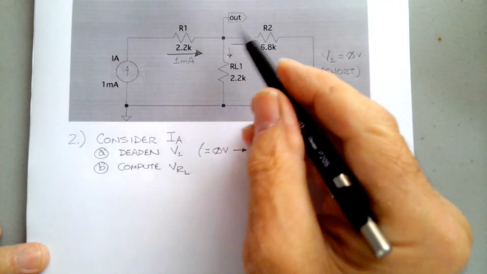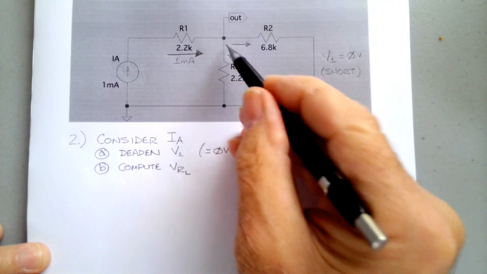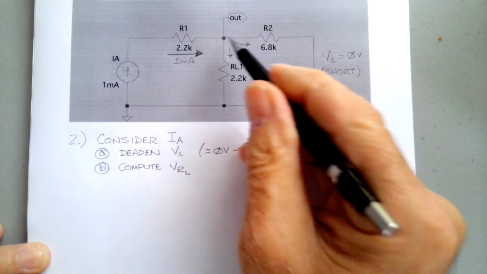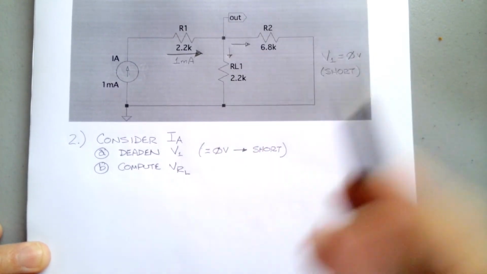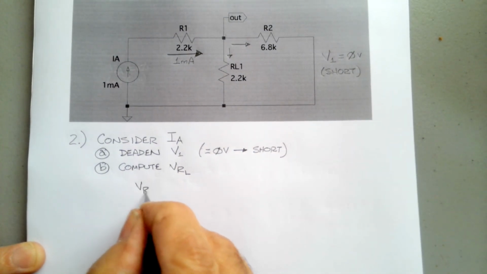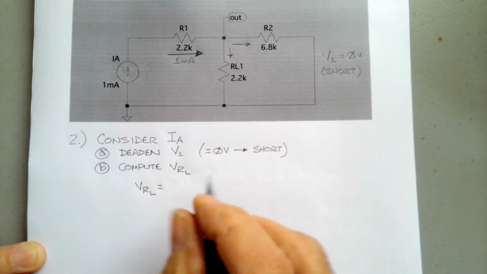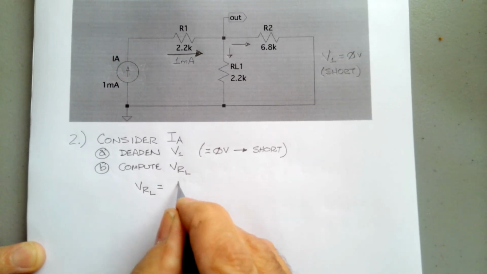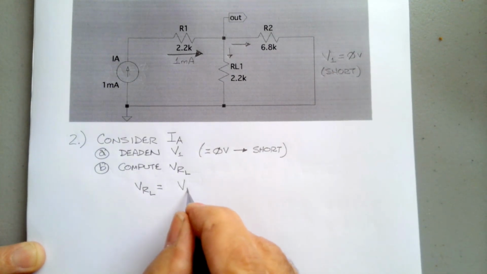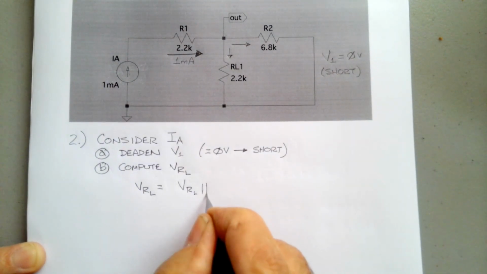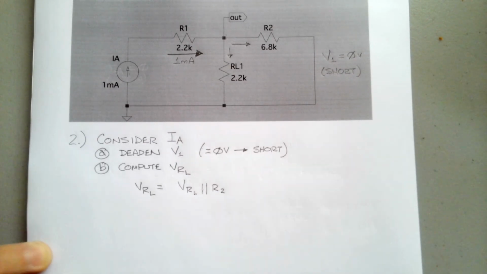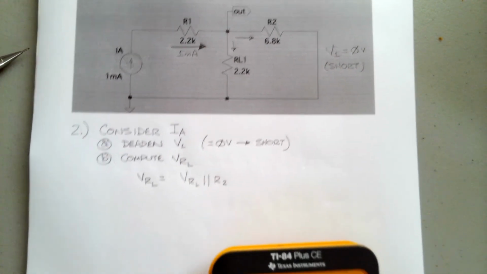One way we can determine that is, what we care about is the voltage across this load resistor, which is the same as the voltage across this parallel combination. So we know that VRL is also equal to the voltage across RL in parallel with R2. So let's do that calculation.